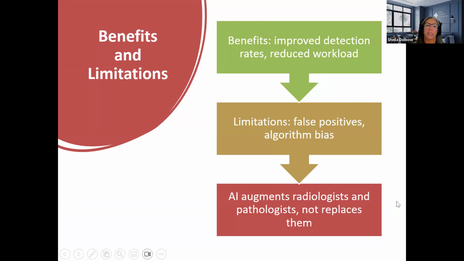We would not be doing our due diligence if we didn't talk about benefits and limitations of some of these devices. Clearly, some of the benefits are improved detection rates. It does reduce the workload in some capacity. But in terms of limitations, you still can have false positives and algorithm bias. It goes back to, again, AI products learn based off of the information put into the system. And so if what is being put into the system isn't 100% accurate, then it may go down the pathway and give you false positives or some algorithm bias. So we have to take that into consideration.